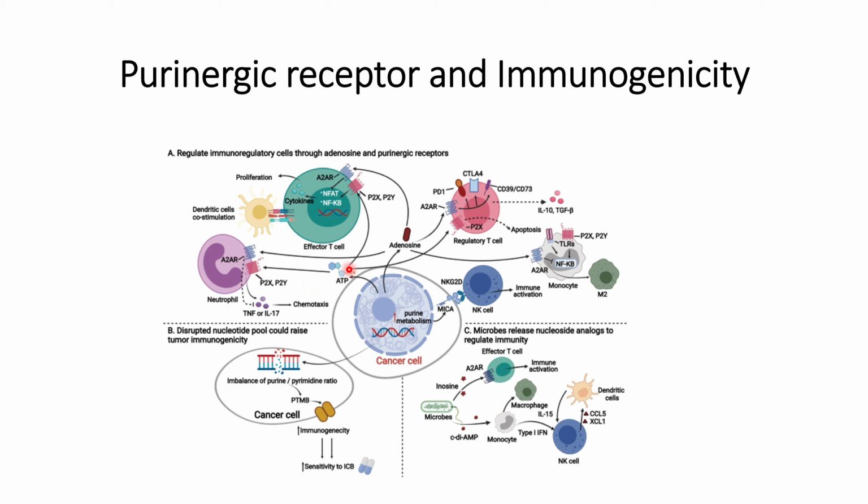And this high amount of ATP or adenosine nucleotides can interact with effector T cell receptors such as P2X, P2Y, or A2AR. When they interact with these receptors on the effector T cells, it will release cytokines, and it will also proliferate the effector T cells.